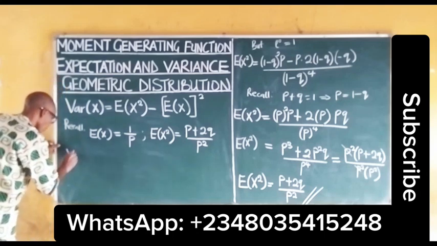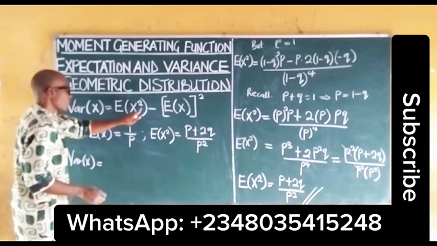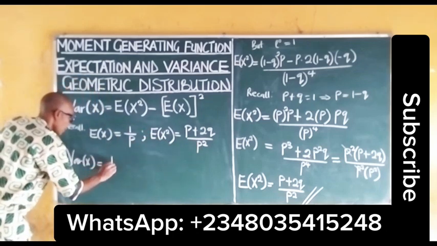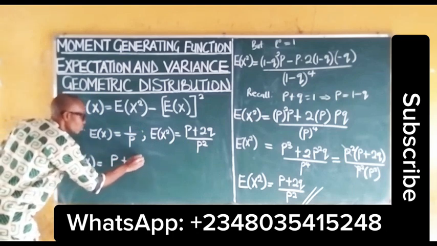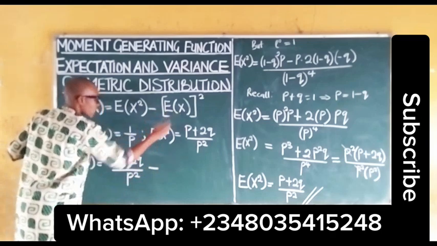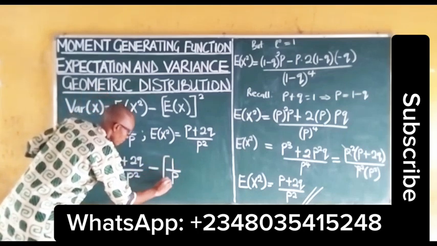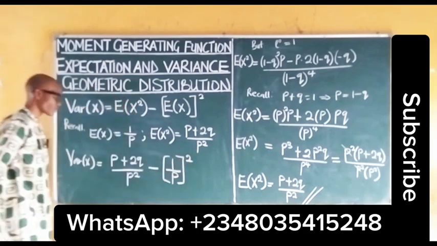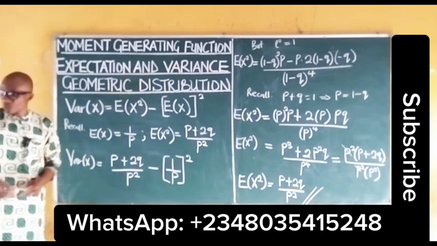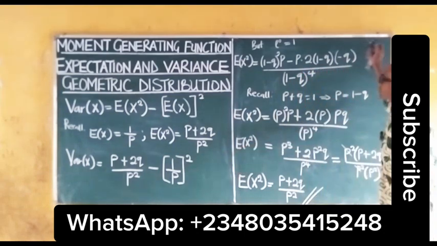So how do we go about that? We write our variance of x is equal to the expected value of x squared, which is p plus 2q all over p squared, minus our expected value of x, which is 1 all over p, squared. So we can open this. For us to open this, we'll move over to the other side of the board.